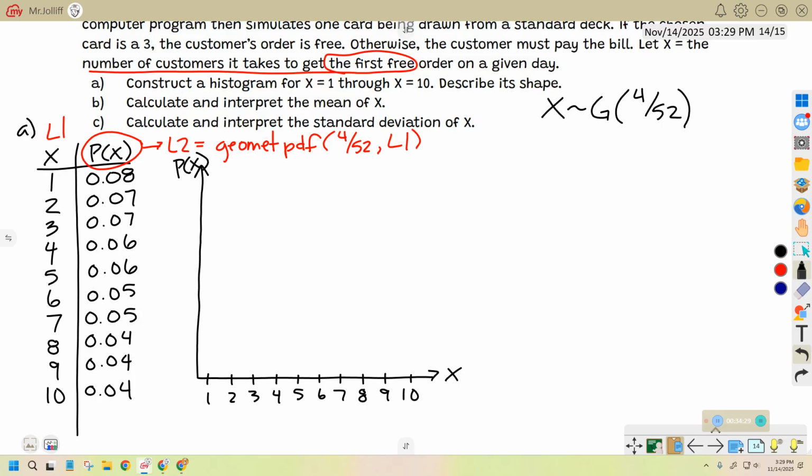And my biggest probability is 0.08. So 0.00, 0.08. So half is 0.04. Half and half is 0.02, and half, half, half, half. You like even numbers. Dividing things in half is easy.